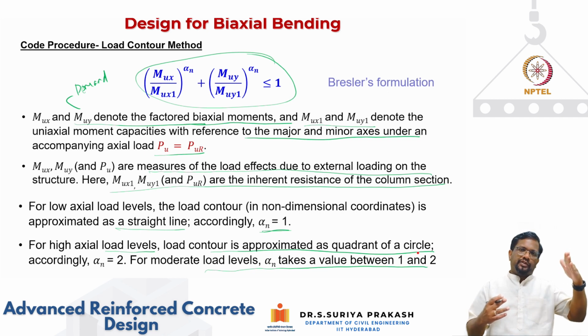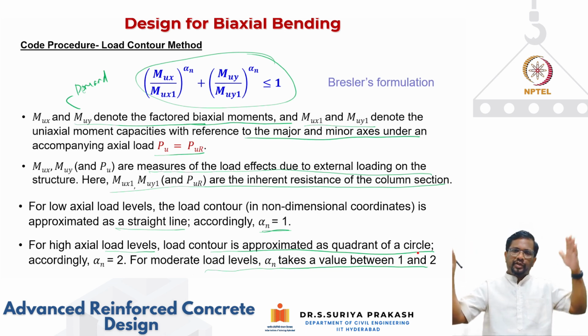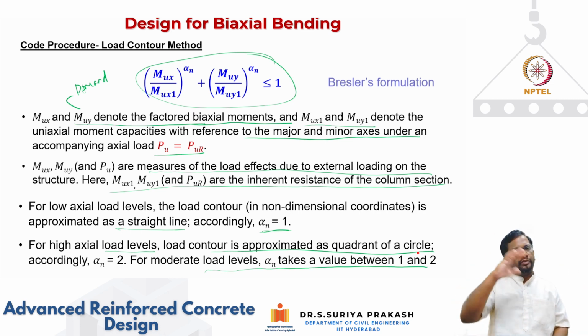I have to fix XU and also I have to fix the angle of XU. Then you get one PU, one MUX, one MUY, right? Similarly, I repeat the process to generate a family of surfaces. Then I can get a family of points to generate the failure surface. That is a strain compatibility approach, right?